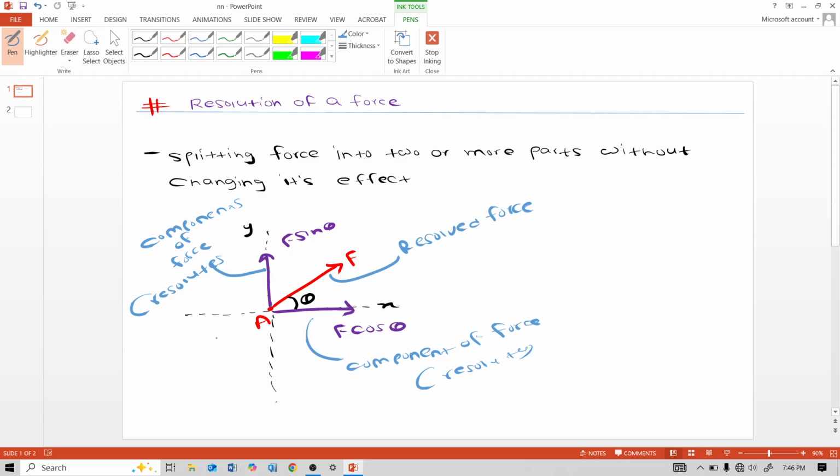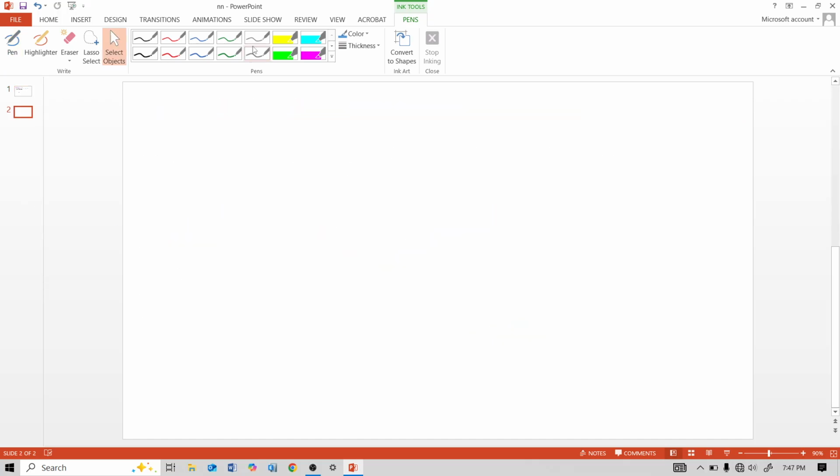Generally a force is resolved into two types of components. One is perpendicular or rectangular components, and the second is non-perpendicular components. So in this lecture we will see perpendicular or rectangular components.